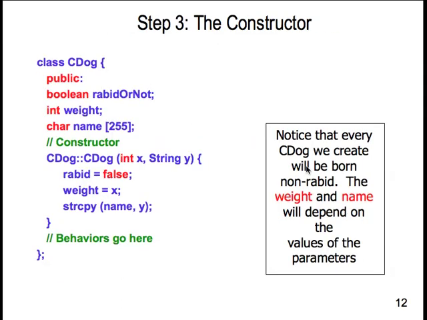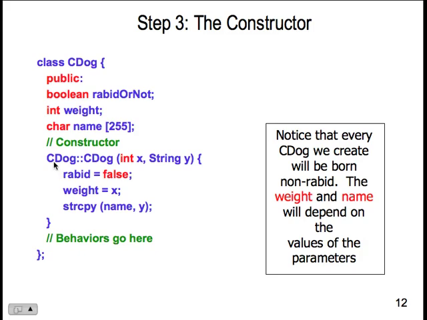And here's our constructor. Now this is interesting to note because it's a little different than Java. Actually, we don't have the scope resolution in Java. So notice that every CDog that we're going to create here will be born non-rabbit. Rabbit is equal to false. And the name and the weight are going to be entered from parameters that are going to be sent to the constructor. This was not what I would consider a default constructor. Normally a default constructor has no parameters and it just sets information for us automatically. And there's no requirement, we don't have to have a default constructor. We can simply run with any constructor that we want.